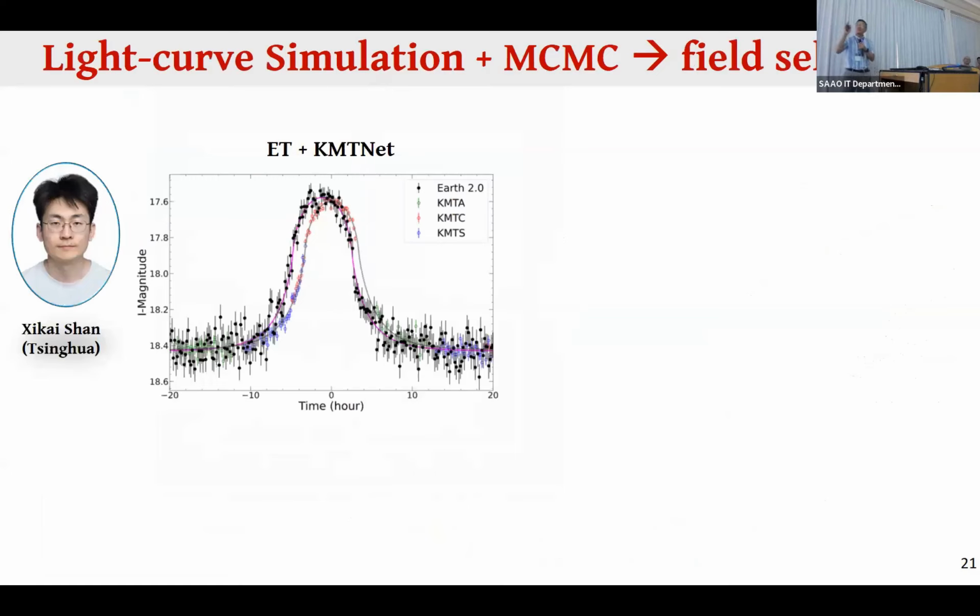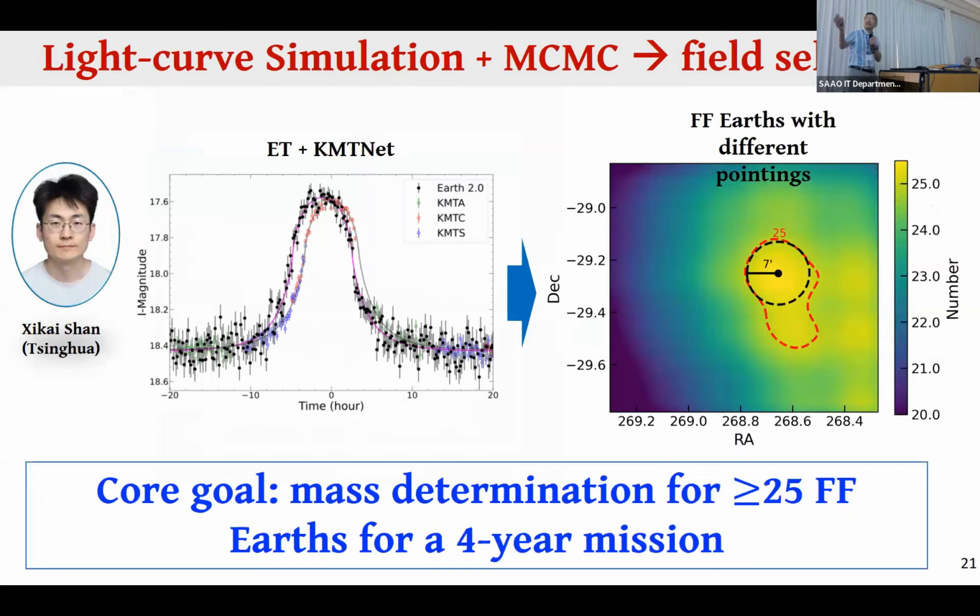Now, we also select the field by doing detailed Lycos simulations and Monte Carlo simulations. This is done by Shikai-san, who is not attending in person. So this shows the Lycos simulations, and we also select the fields. This shows the field center at which we can satisfy the core goal of 25 free-floating Earths in a 4-year mission. The field center can shift by about 7 arcminutes, but this is roughly the field we will use to achieve our core science goal.